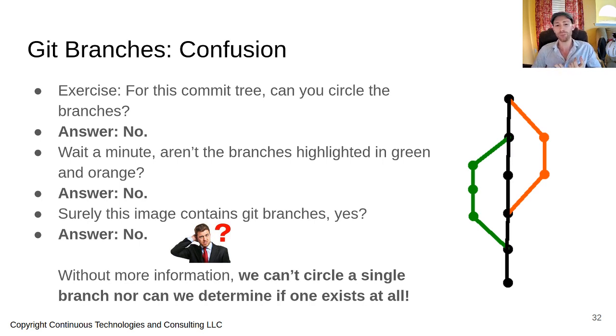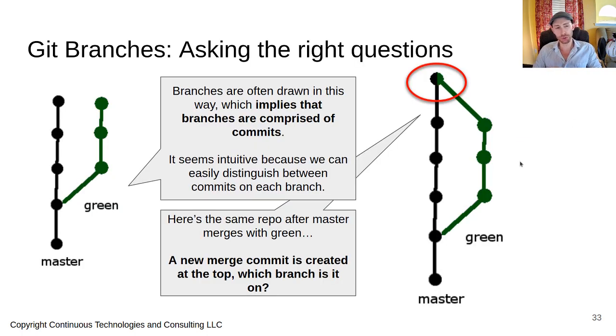So without any more information than we have over here, we actually can't circle a single branch, nor can we determine if one exists at all. If you're confused, that's okay. Hang in there with me. I'm taking you down this path on purpose. In my opinion, a lot of the confusion with Git is about how things are drawn incorrectly and that the right questions aren't always answered.